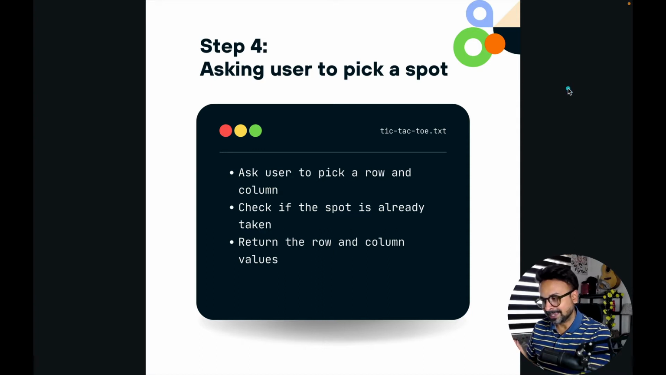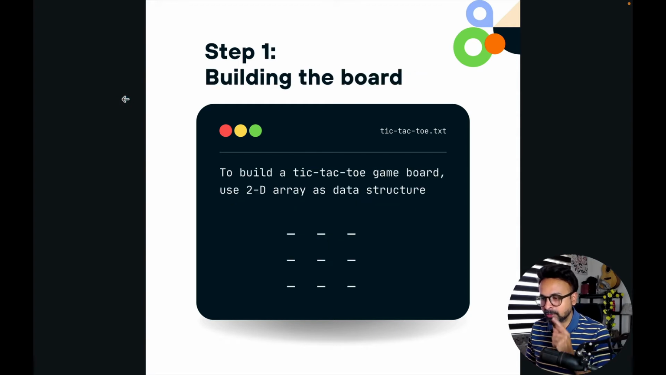Okay, welcome back. Now, step number 4, where we are going to ask the user to pick up a spot. Now, what is this picking up a spot? So if I go back to my game, right? So users are going to take turns. They're going to have this 2D array or 2D board, which is going to be presented to the user. So say suppose that I'm the X player and you're the O player, right? So I'm going to pick a spot.